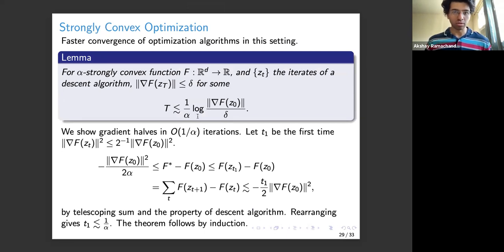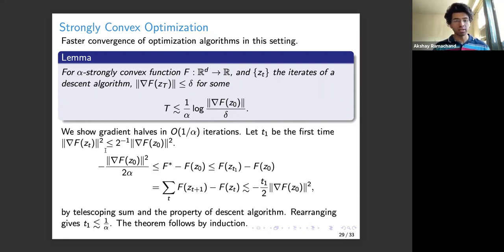Cool. So this is a more abstract setting just about strongly convex functions. But in general, when your function is strongly convex, you'll get much faster convergence of algorithms, right? So in particular, if f is alpha strongly convex, then the gradient shrinks to delta in log 1 over delta steps, not in 1 over delta steps. And how do we show this? We just need the steps from before, which show a strong lower bound, right?